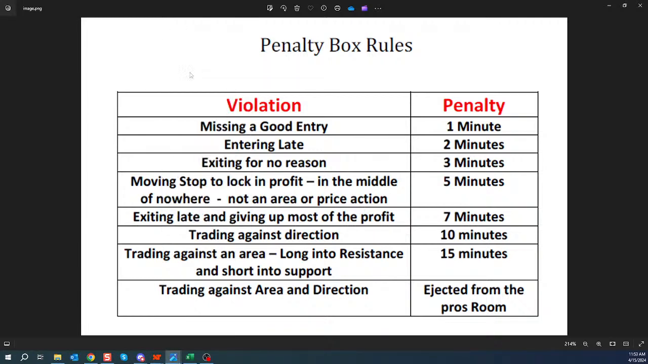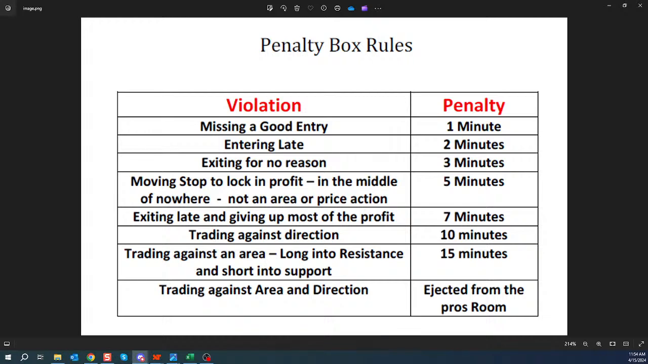If you miss a good entry, you have to sit out for a minute. If your rules are met and you don't take the trade, you have to sit out for a minute. If your rules are met and you entered late because you second guessed your rules, you have to sit out for 2 minutes. If you jump out for absolutely no reason, it's 3. Moving a stop arbitrarily is 5. Exiting late rather than at the profit area, 7 minutes. Trading against direction is 10. Trading against an area, 15. Trading against direction and area, you're done for the day.